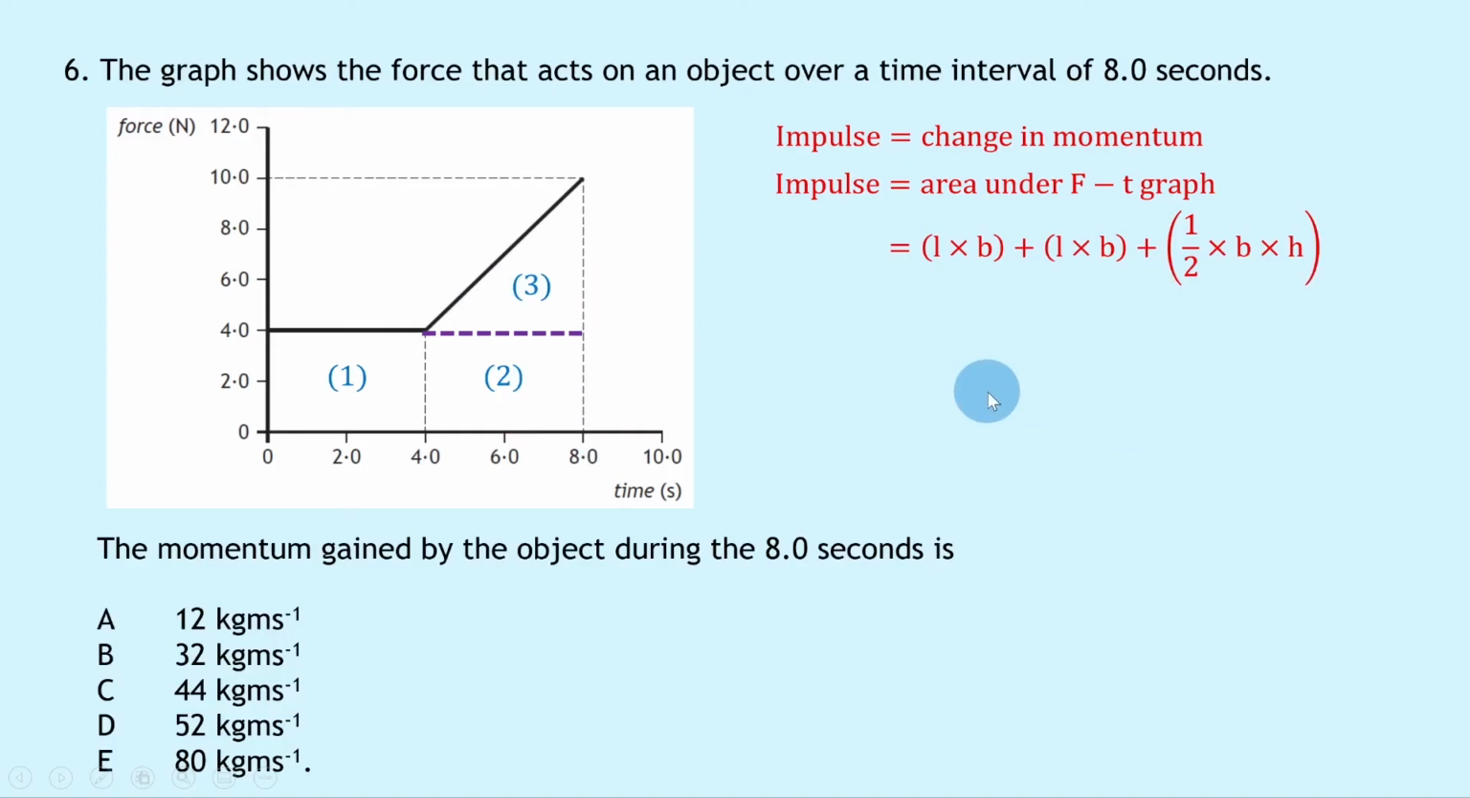So substituting in the numbers now, we have length times breadth, so that's going to be 4.0 times 4.0. Again, this rectangle is identical, because going from 4.0 to 8.0 is another length of 4.0 times the 4 for the height there. And then for the triangle, we have a half times the base, which again goes from 4 to 8, so that is 4 there, times the height, which goes from 4 up to 10, so that is 6. So that's a half times 4.0 times 6. And putting that all into your calculator gives you an answer of 44 kilogram meters per second, which is the answer C.